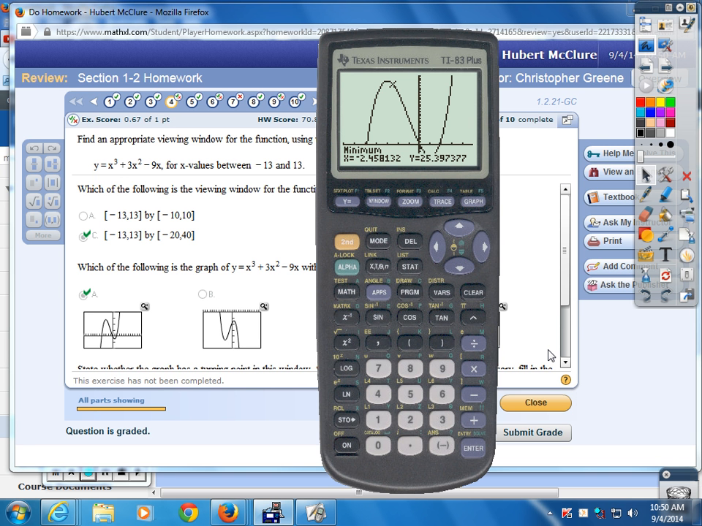All right, so let's find our min. Second function, trace, and max or min. It doesn't matter which one you pick. And I go down here. Now, what is it doing when you say left side and right side? Why does it want the left side and right side? Can anybody answer that?